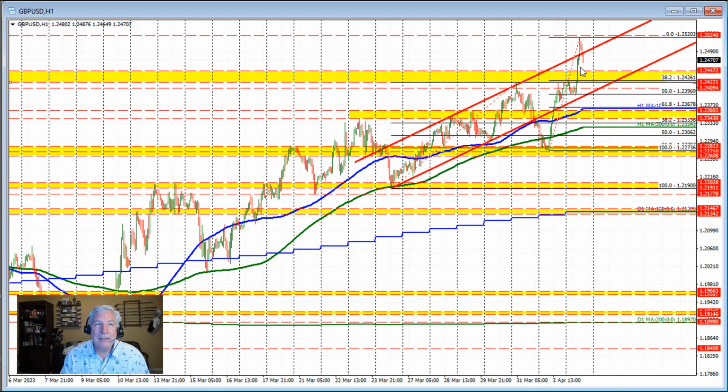You can see we're back in the channel, so there is somewhat of a failure up here that could lead to a rotation, or should lead to a rotation, back down to the swing area, between around the 22 level up to the 47 level on the top side, down toward the 38.2% retracement of this move to the upside. So sort of tilting a little bit more to the downside in the sterling versus US dollar in early trading here today.